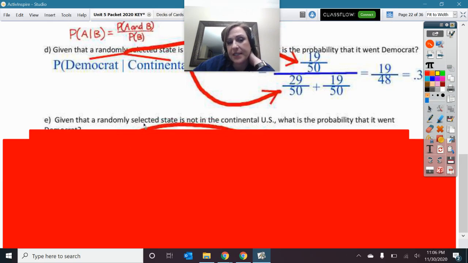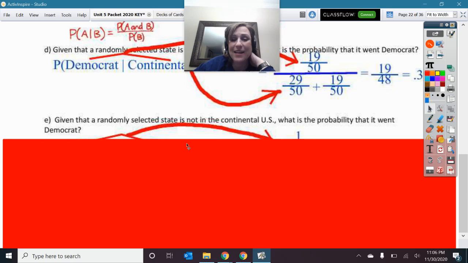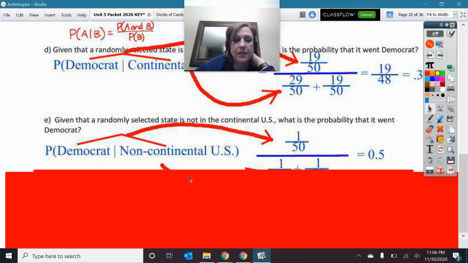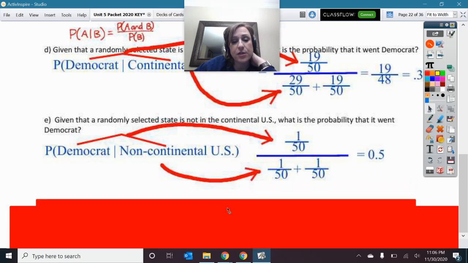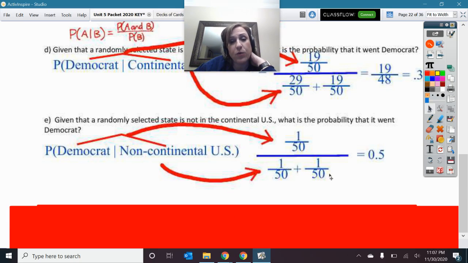Given that the randomly selected state is not continental US, what's the probability that it went Democrat? Okay, so take a moment. Let's see how you do on that. First, I write it out mathematically. Given that, straight up and down line, non-continental. And if you remember correctly, that was the 1/50th plus the 1/50th. And you know what? The Democrat part was also 1/50th. So that comes out to be 1/2.